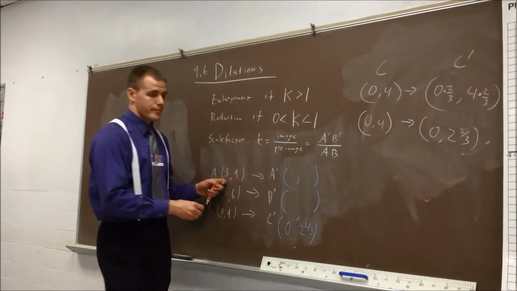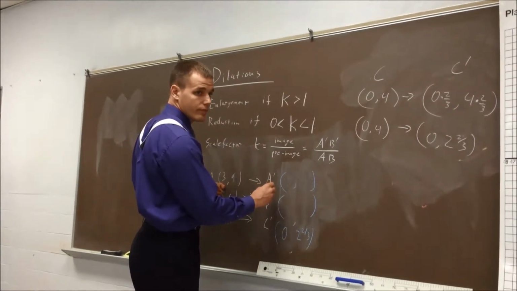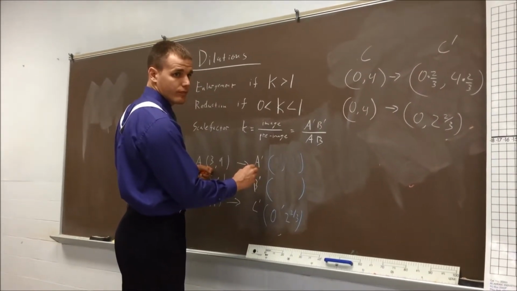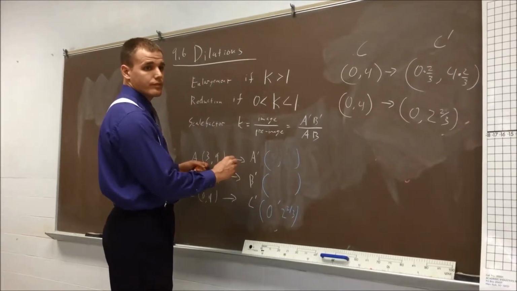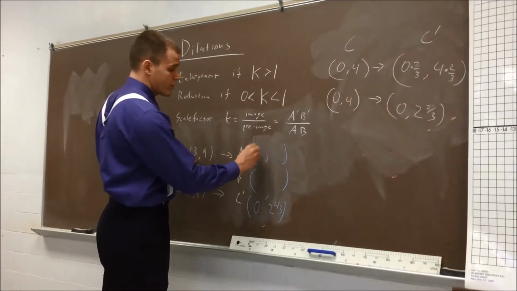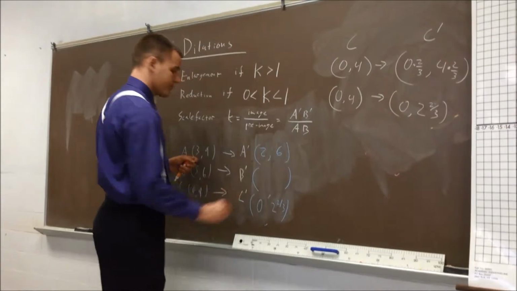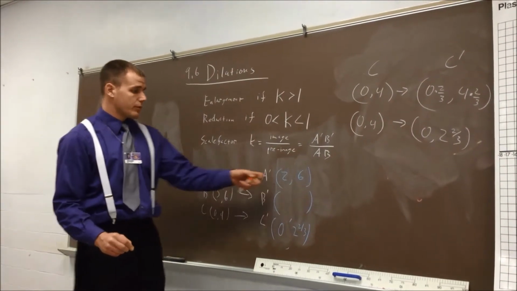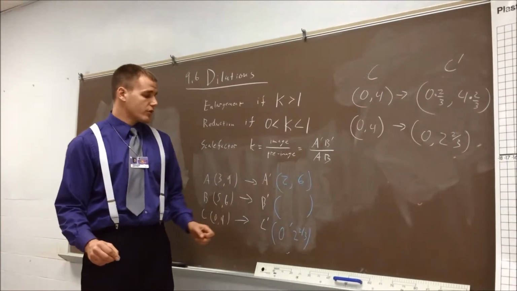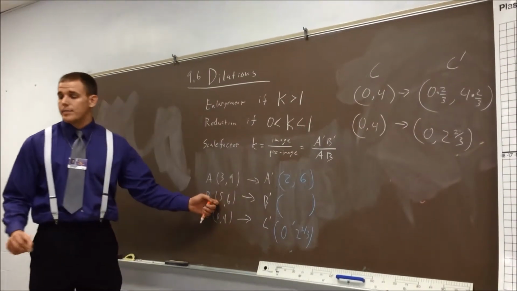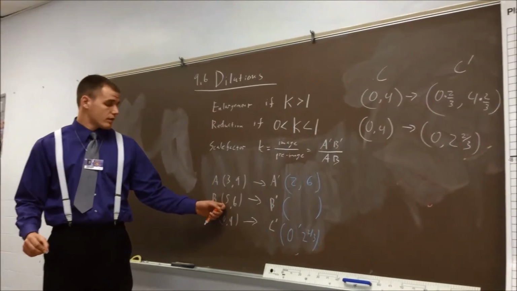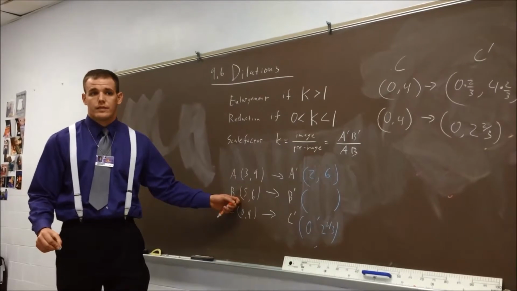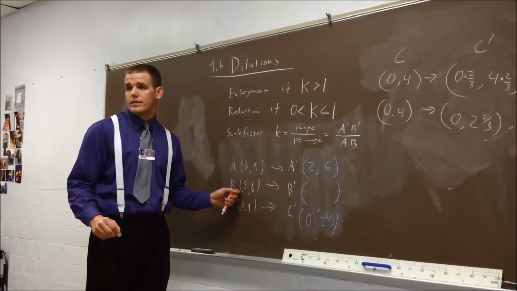What'd you get, ma'am? Should be 2, 6. Should be 2, 6 for A prime. So take 3 times 2/3. And then 9 times 2/3, I get 6. B. What's B prime going to be? Anybody?